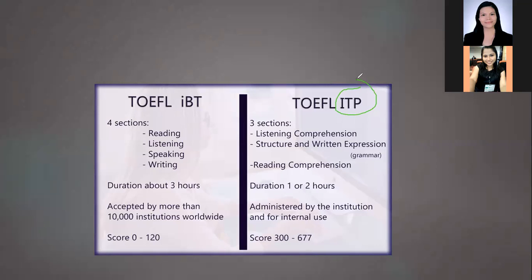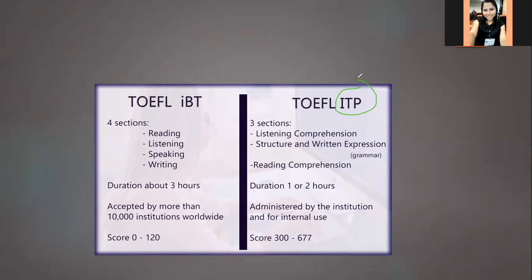Imagine like this, for example, digamos que yo soy el rector de la universidad tal, right? XY University, and I need you to have, to graduate, a TOEFL ITP. So, mi propia universidad va a crear un TOEFL test, okay? Y entonces ese es el que vamos a dar. Entonces ese sería un ITP, okay? It's only for institutional use.